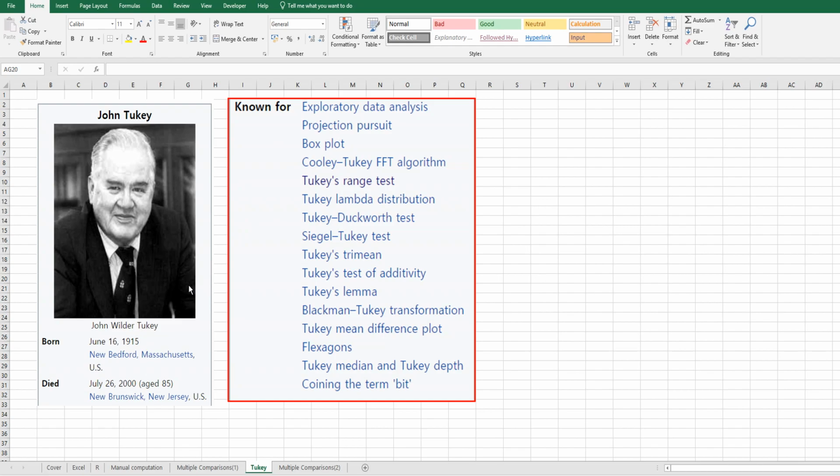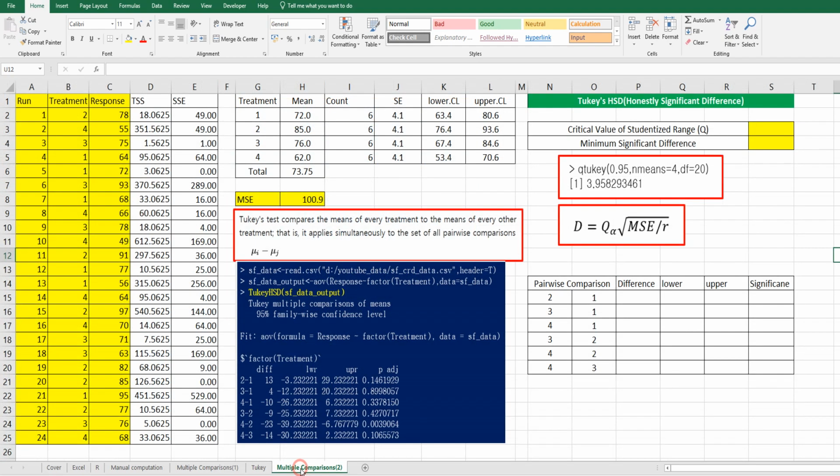In this video, I would like to share how to do HSD test for multiple mean comparisons developed by John Tukey. HSD means honestly significant difference. And according to Wikipedia, Tukey's test compares the means of every treatment to the means of every other treatment. That is, it applies simultaneously to the set of all pairwise comparisons.